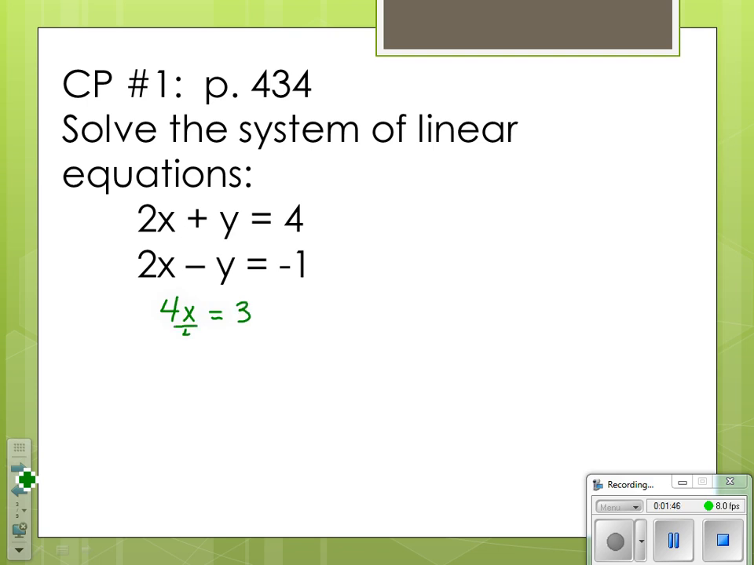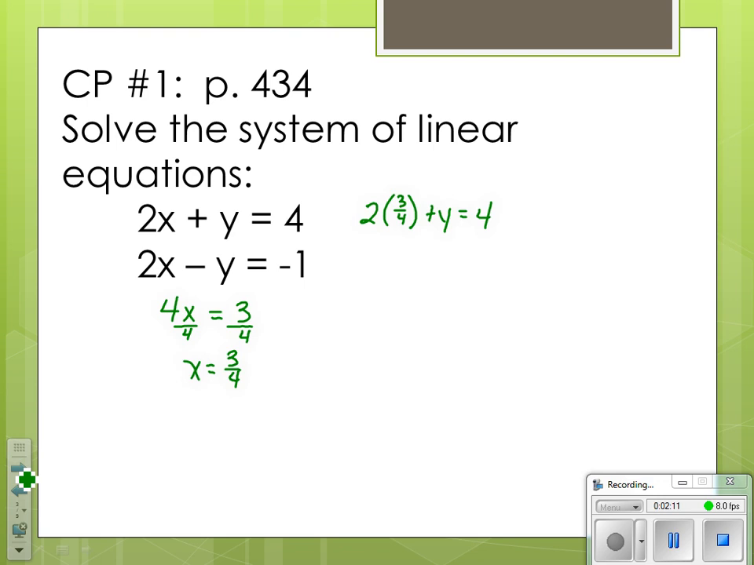Solve for x. Divide off the 4. X is equal to 3/4. I have now one numerical value for one of my variables. I can plug that into either of my two equations from my original system and find y. I'm just going to plug it into the top. So 2 times 3/4 plus y is equal to 4.